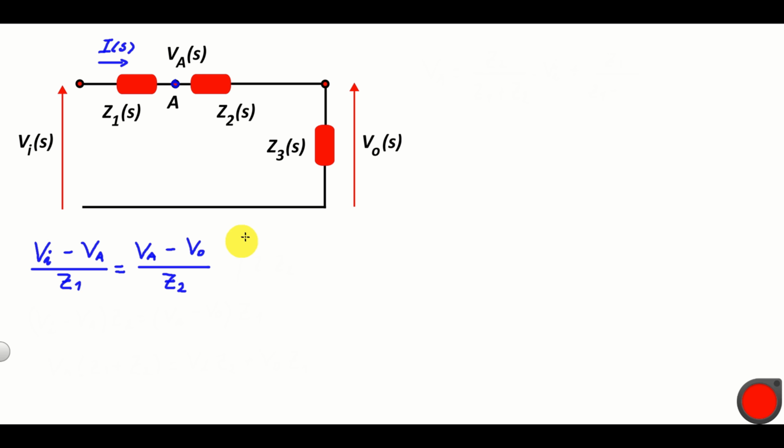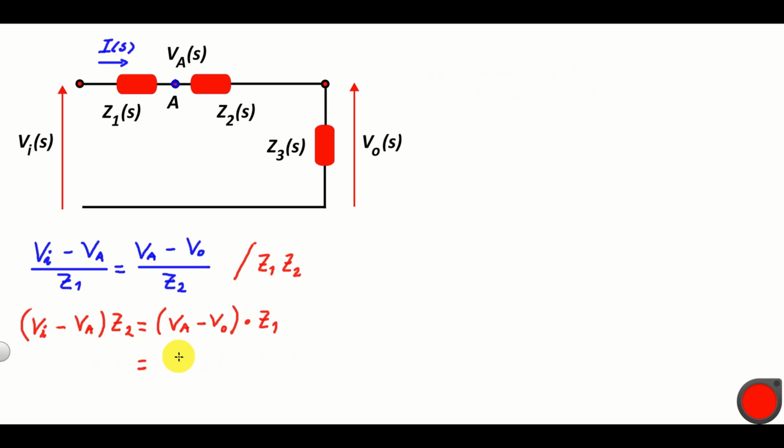Next, let's multiply this equation by the product of Z1 and Z2. As the result, on the left-hand side, we will obtain Vi minus VA, and this is multiplied by Z2. And on the right-hand side, we will obtain VA minus Vo multiplied by Z1. Next, let's move everything that contains VA from the left-hand side to the right-hand side, and let's from the right-hand side move everything that contains Vo to the left-hand side.